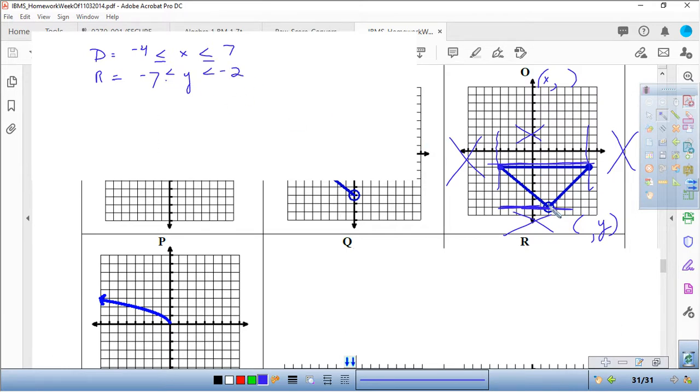This one, you see how it's open here? That's saying don't include it, so you do not put the equal sign. The highest one is a solid line that goes through there, so we're going to say it is included. There's my domain and my range for that.